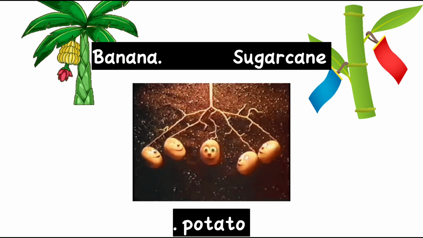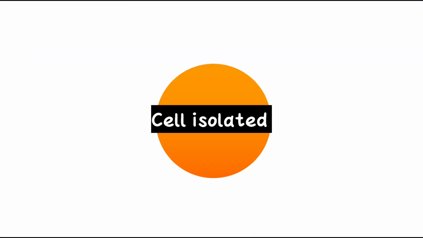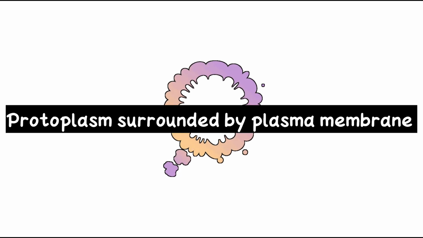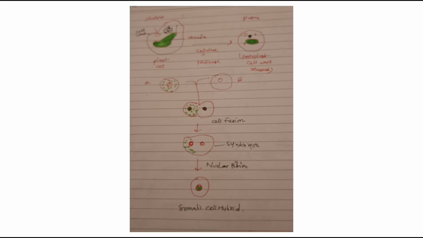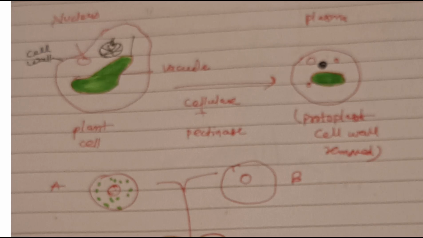Scientists have even isolated single cells from a plant, and after digesting their cell wall, have been able to isolate protoplasts, which are surrounded by the plasma membrane. Isolated protoplasts from two different varieties of plant, each having a desirable character, can be fused to get a hybrid protoplast, which can be further grown to form a new plant. These hybrids are called somatic hybrids, while the process is called somatic hybridization.